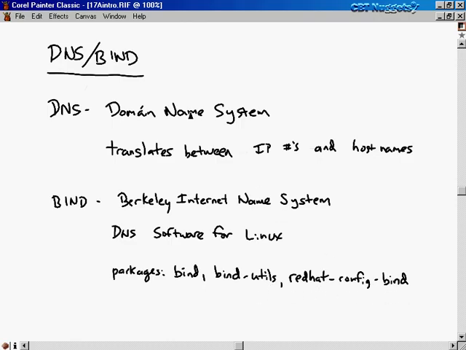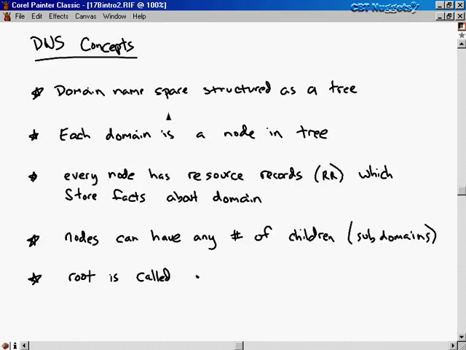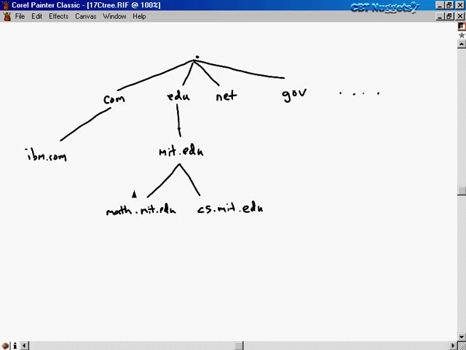Okay, so now let's just talk about some DNS concepts for a minute. That'll make the rest of our discussion easier in this nugget. I've got this slide here with some facts on ways to think about DNS, and a picture on the next page, and I'm going to flop back and forth between them so you can get an idea of what I'm talking about. So think about the domain namespace structured as a tree, just like we think of our directory structure on disk structured as a tree.